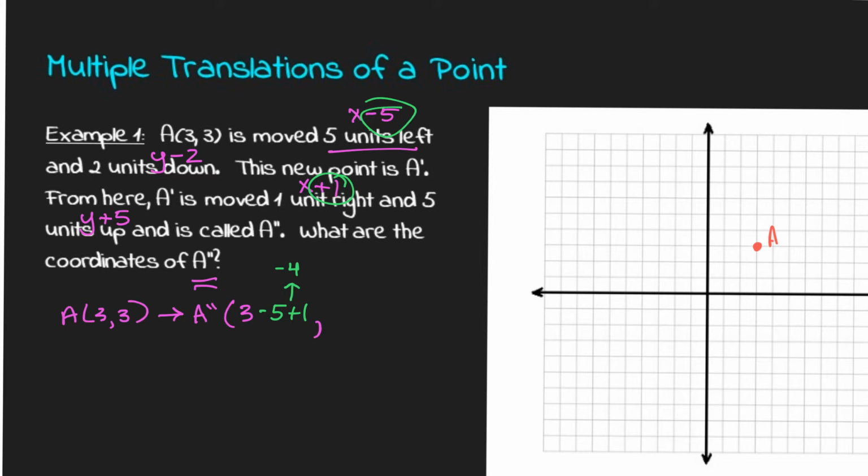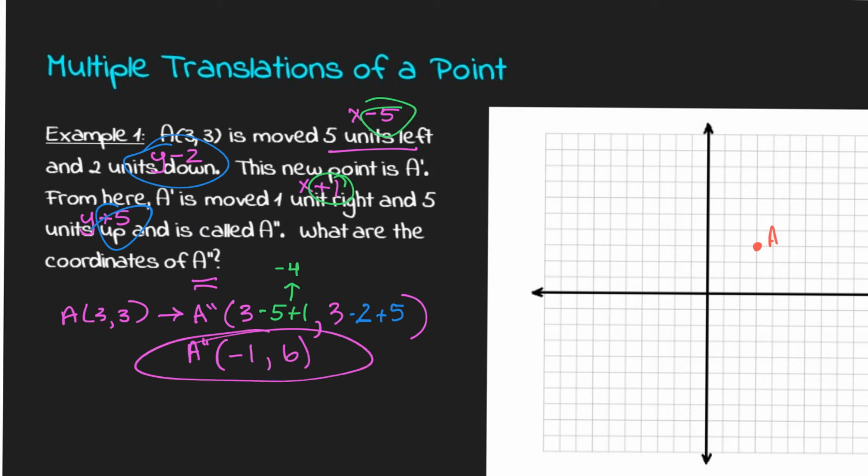For the y's, same thing, so y was 3, and in blue here we need to subtract 2 from that y and then add 5 to it as well. So A double prime is really located at 3 minus 5 is -2. -2 plus 1 is -1. 3 minus 2 is 1, and 1 plus 5 is 6. So this should be where the new point is. I can check that over here.